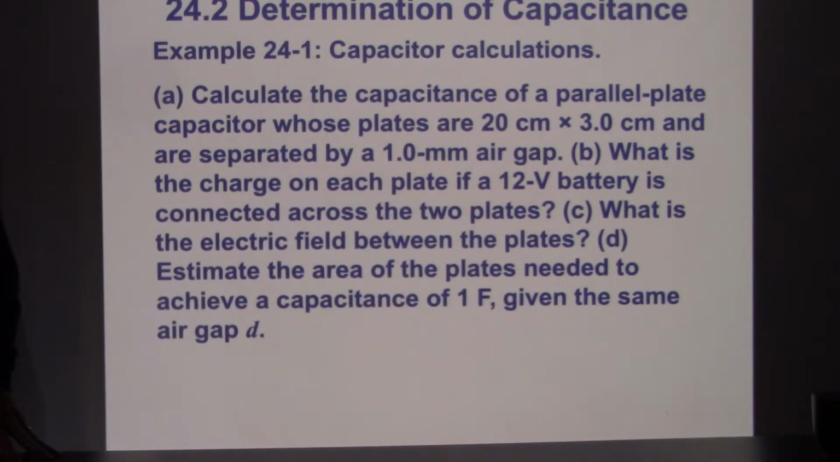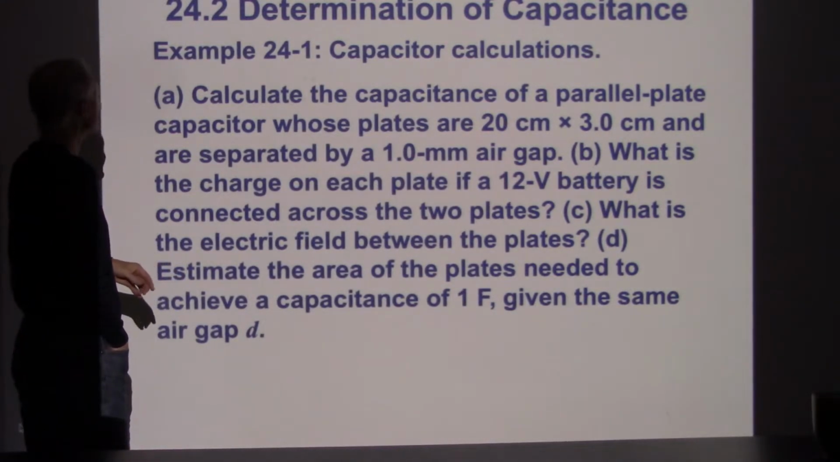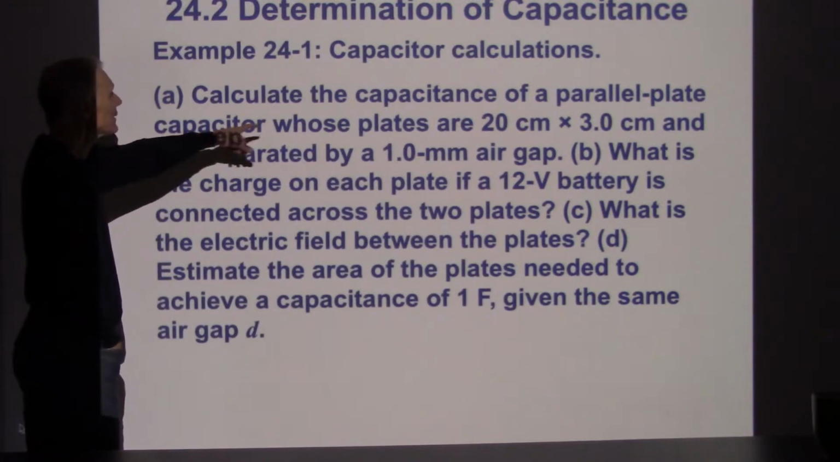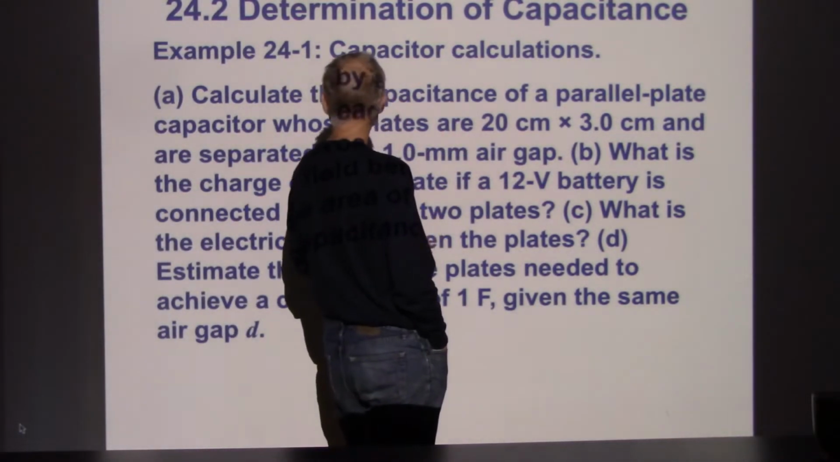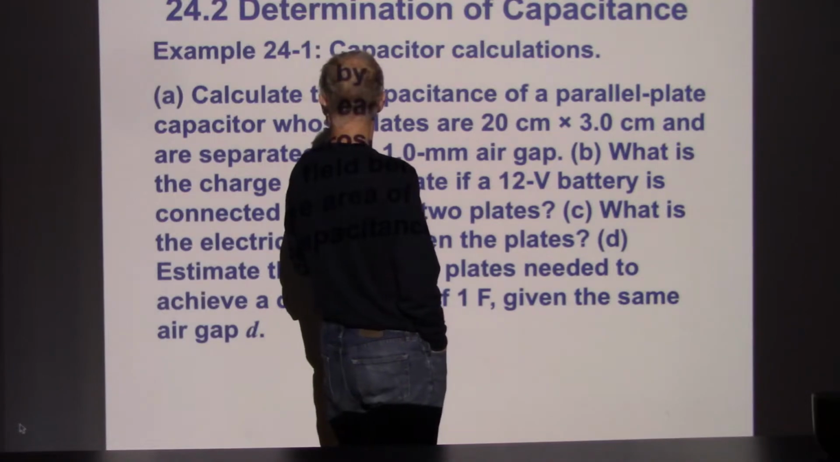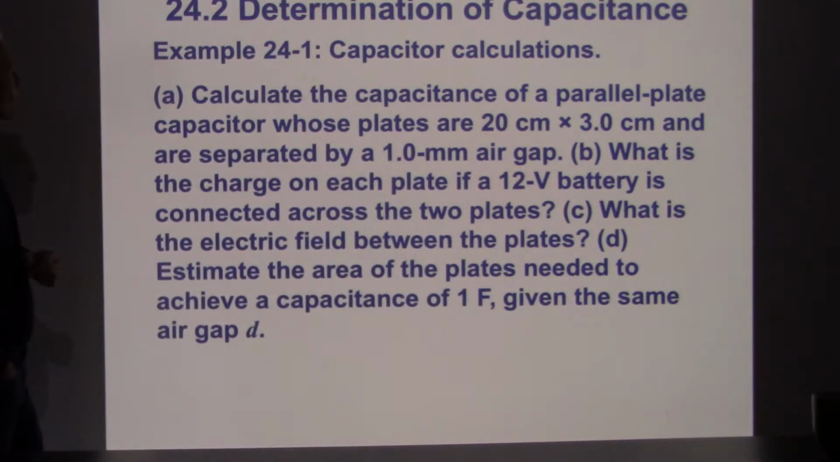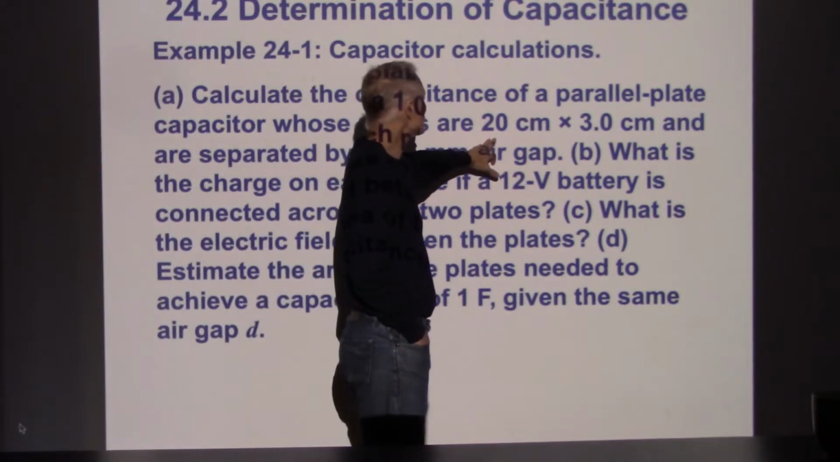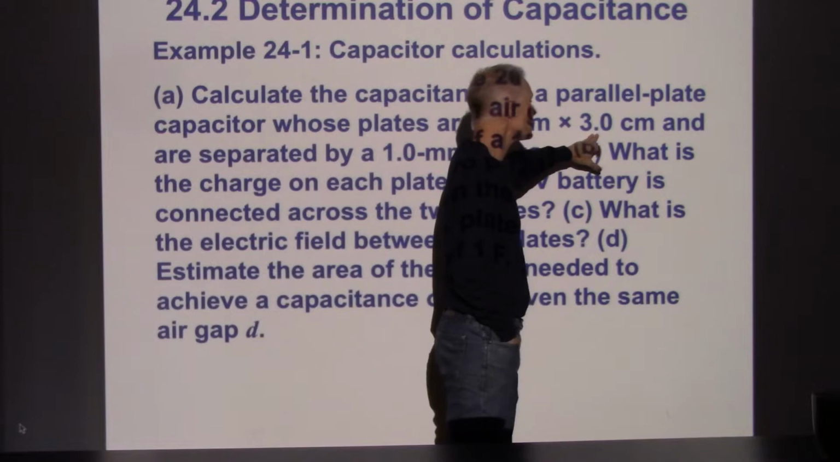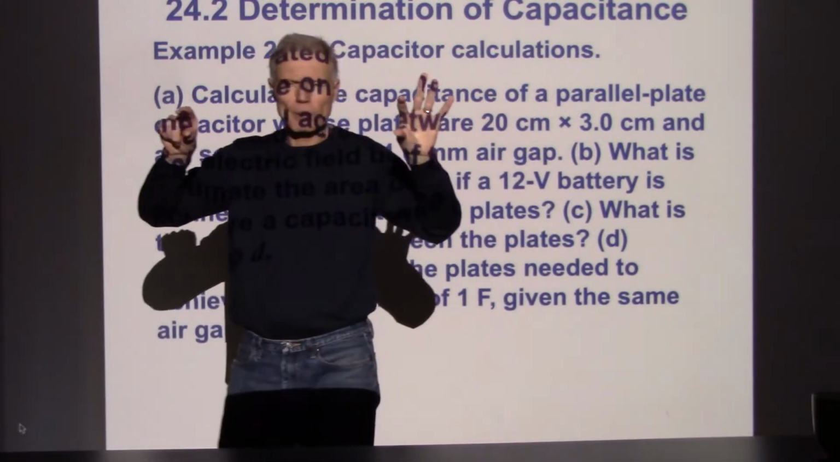All right, now let's just do a calculation to get an estimate of how much charge we're actually going to be able to store here. So here we go. Calculate the capacitance of a parallel plate capacitor. That's what we've been looking at. Now this plate is not really very square. What they're saying is this is 20 centimeters by 3 centimeters, so it's kind of like a strip.